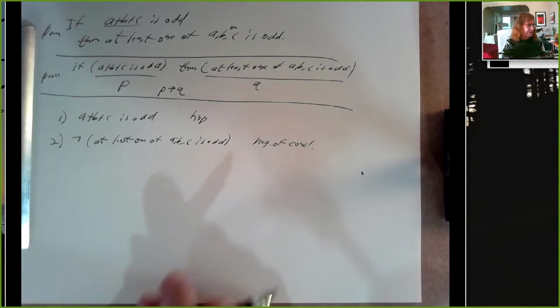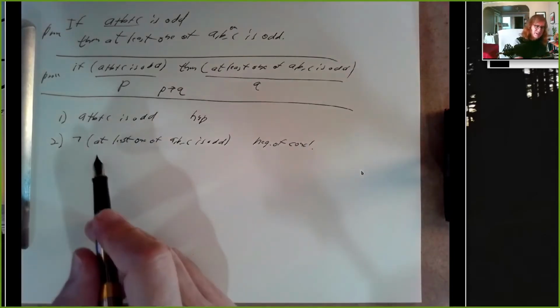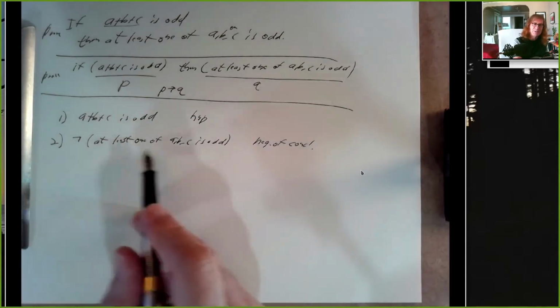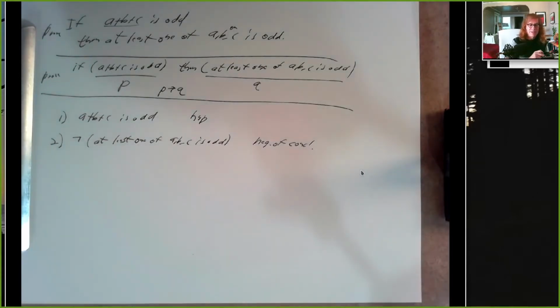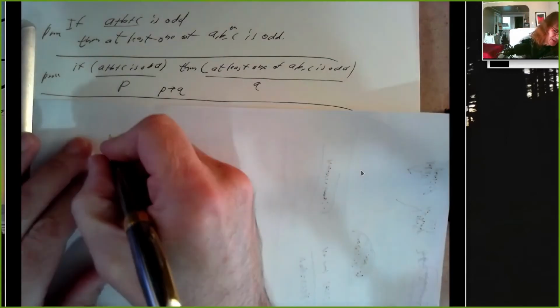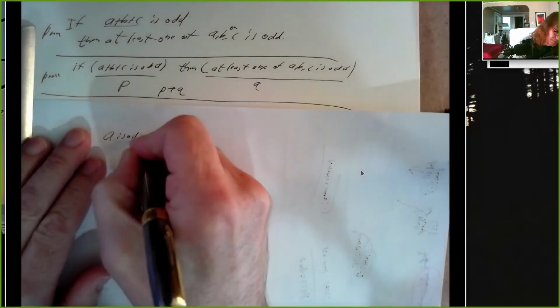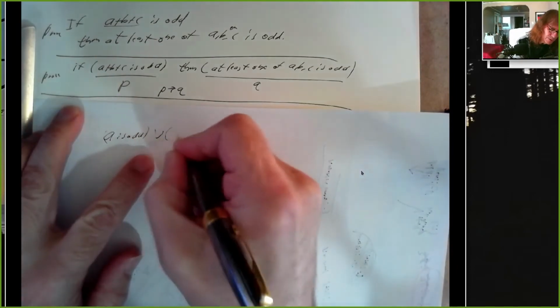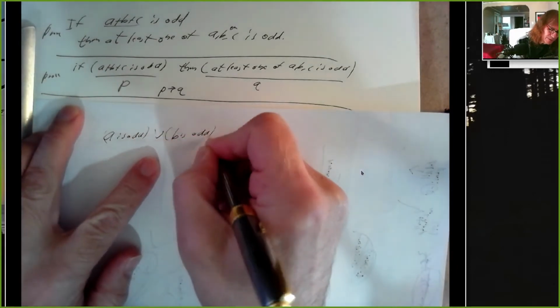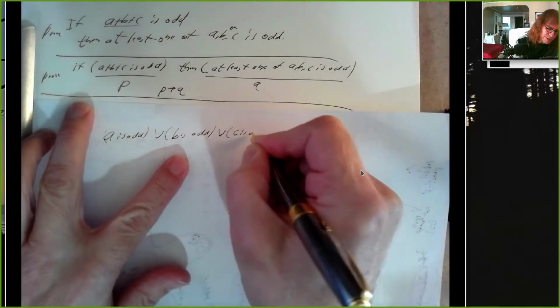All right. So how do we negate that? Let's try to put this in the language of propositional logic. At least one of A, B, or C is odd. Well, that's the same thing as saying A is odd, or B is odd, or C is odd.